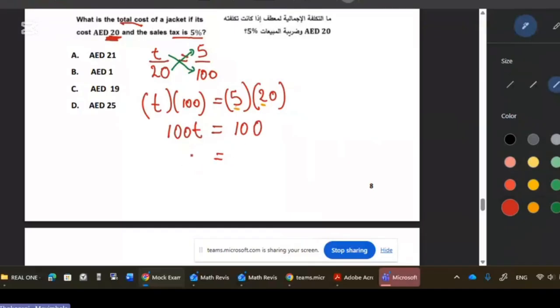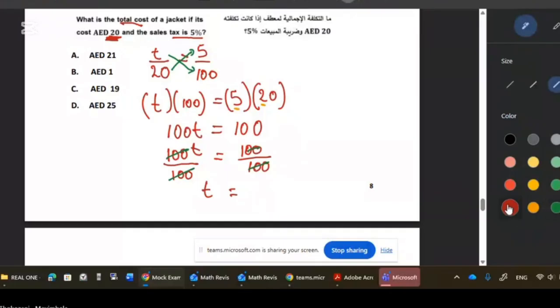Now, what do we do after this step? We have 100T, and we divide by 100. And then we also divide on this side by 100. So now the 100 divided by 100 is going to be 1. So I'm having now 1T. What is 100 divided by 100? 1. Yes, it's going to be 1.